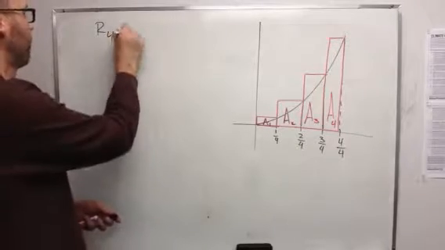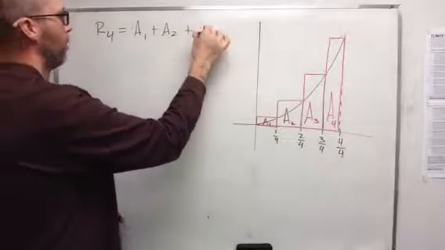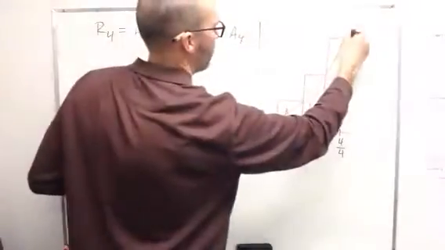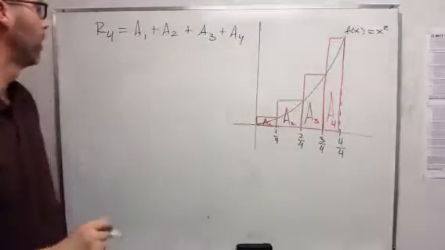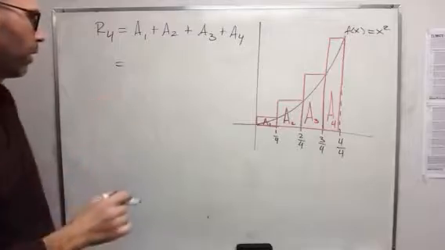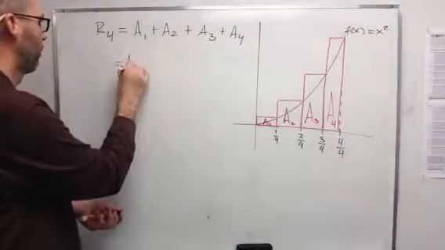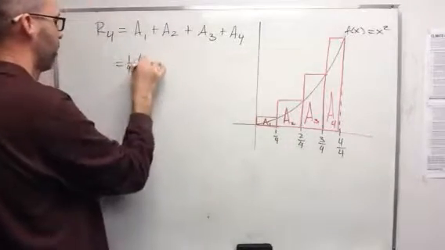R4 is equal to area 1 plus area 2 plus area 3 plus area 4. Oh yeah, this is f of x equals x squared. Okay, area 1 has a width of a fourth times a height of 1/4 squared.